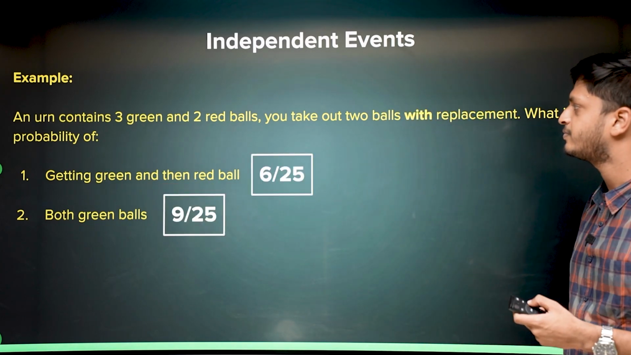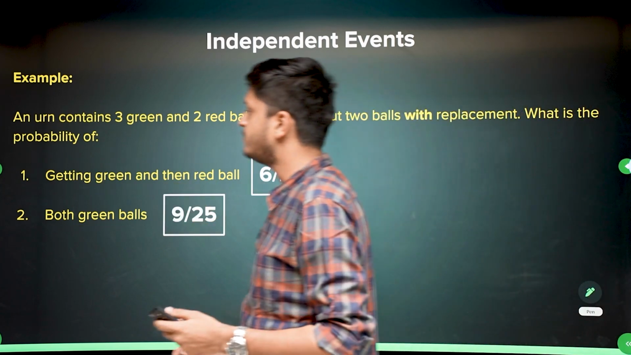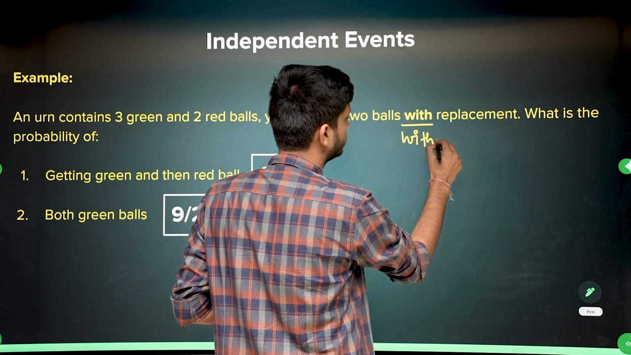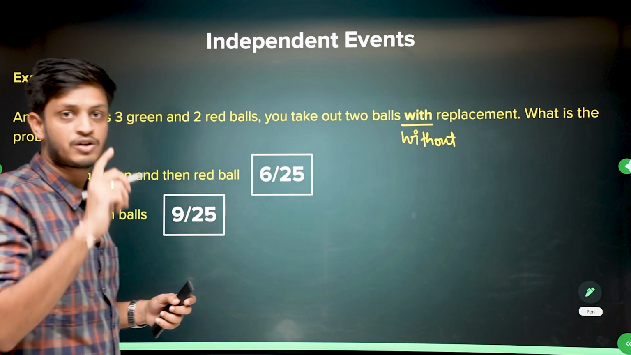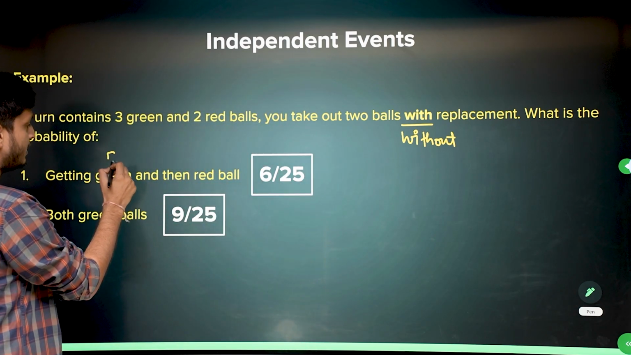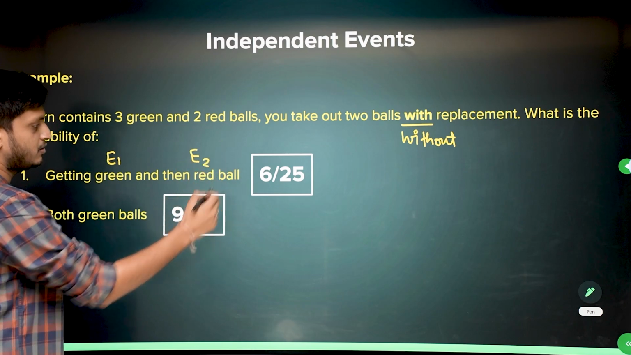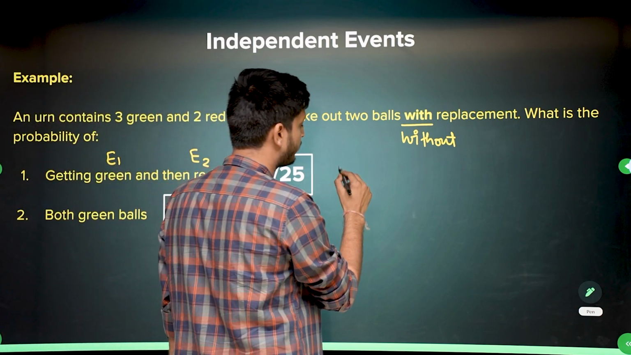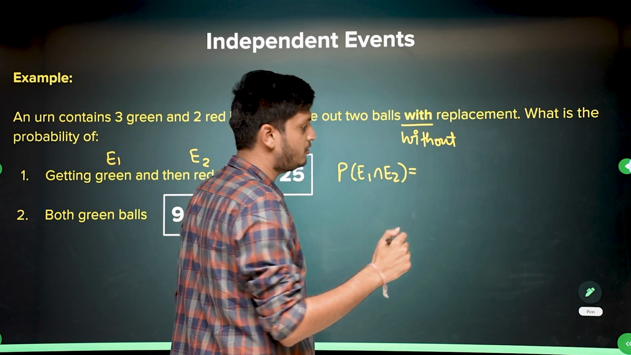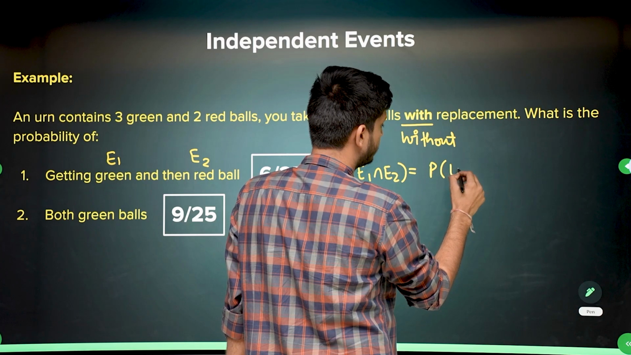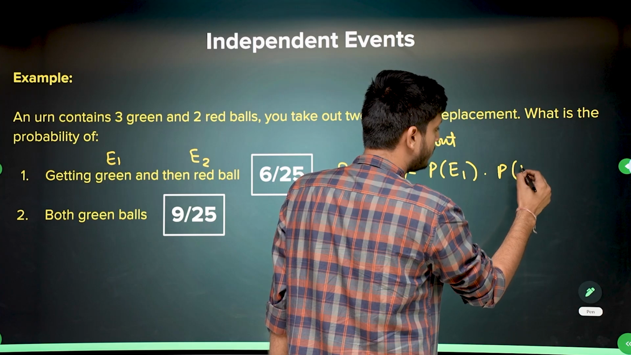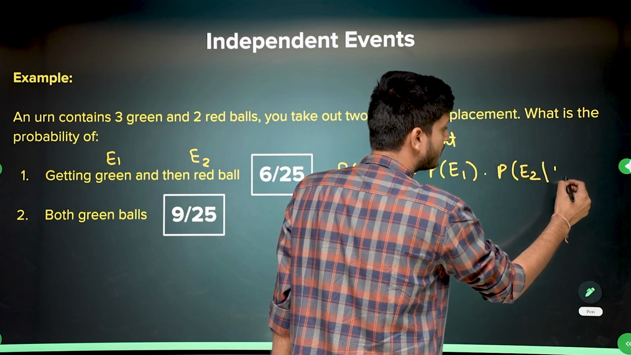Cool. So we can solve both these problems without replacement as well. Let's say the question was without replacement. So now the events are not independent. In the first case, what do you want? Getting a green in the first ball and then red in the second attempt. So what is the probability of E1 intersection E2 now? Since they are not independent, what we will do is take the probability of getting a green ball in the first attempt times the probability of getting a red ball in the second attempt, given that we got a green ball in the first attempt.